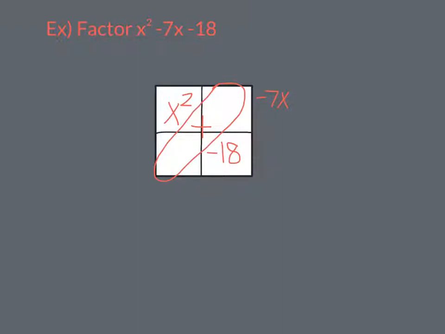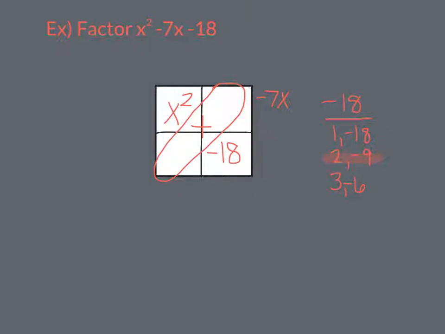I'm going to go ahead and list all possible numbers that go to negative 18. So for negative 18, we need the bigger one to be negative if it needs to be negative 7x. So we could have 1 and negative 18. We could have 2 and negative 9. Or we could have 3 and negative 6. This one here, 2 and negative 9, is going to be the one that adds to negative 7x.